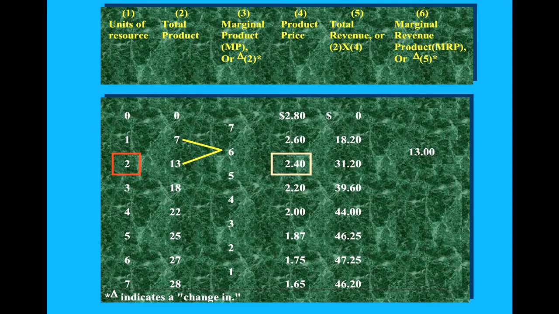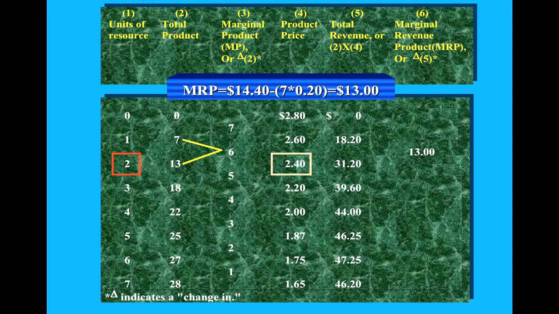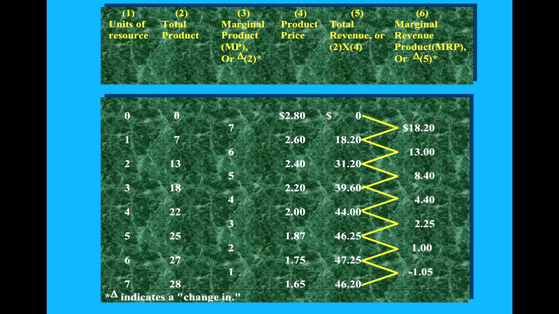But this is not the MRP of the second worker. To sell these 6 units, the firm must take a 20-cent price cut on the 7 units produced by the first worker, units which could have been sold for $2.60 each. Thus, the MRP of the second worker is calculated by first multiplying the total number of units sold, 7, times the price drop of 20 cents. This equals $1.40, which is then subtracted from $14.40, yielding $13. Here's what the rest of column 6 looks like.